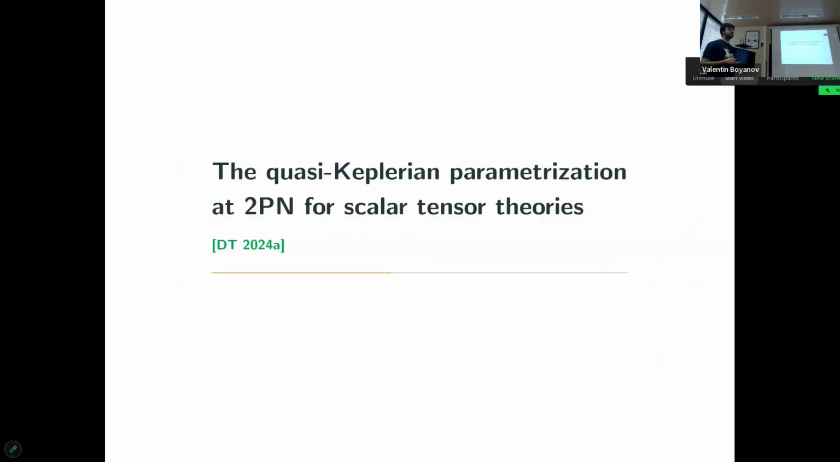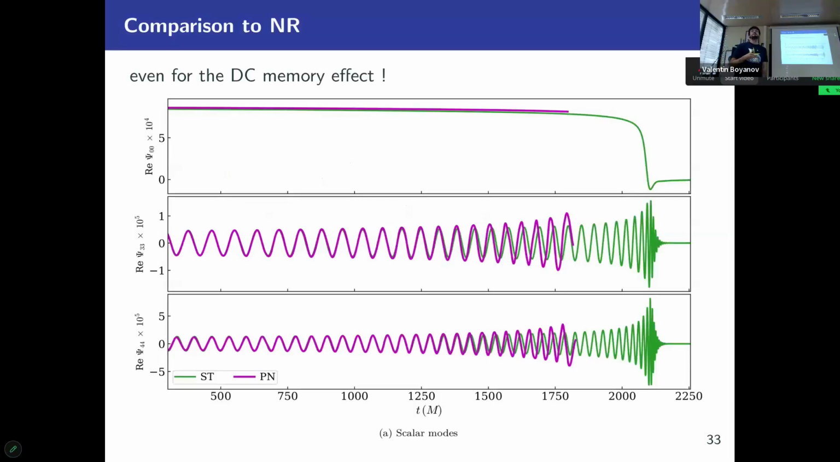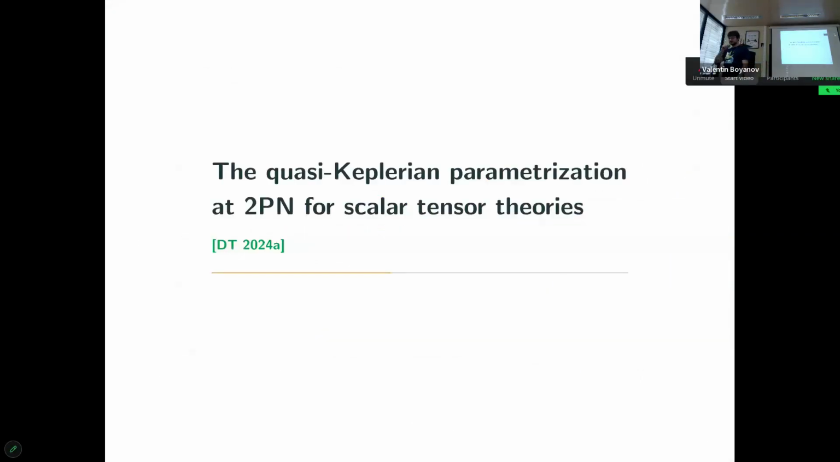And now what I want to be talking about is some extensions I've been doing this year. Yes, it's alternating current, direct current, but it's basically non-oscillatory effects, like the memory effect. So now I want to talk about results I've obtained extending this work to eccentric orbits.